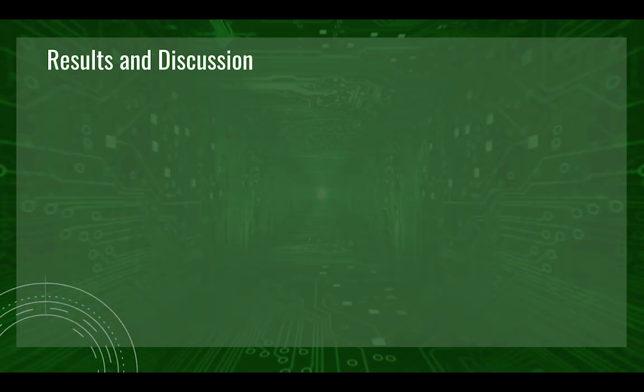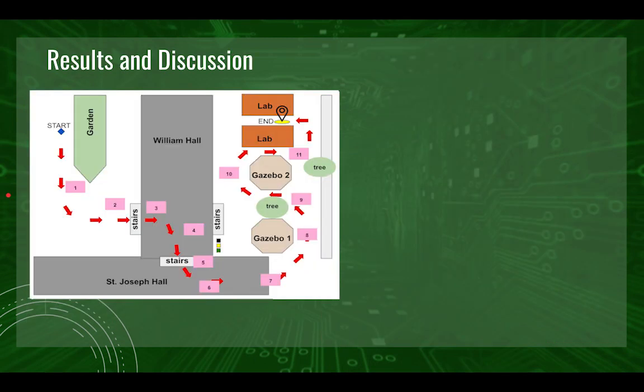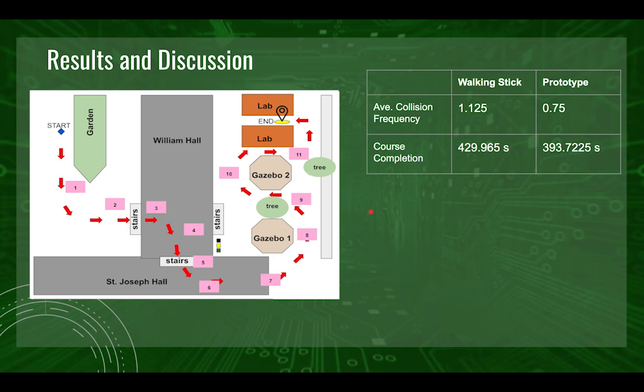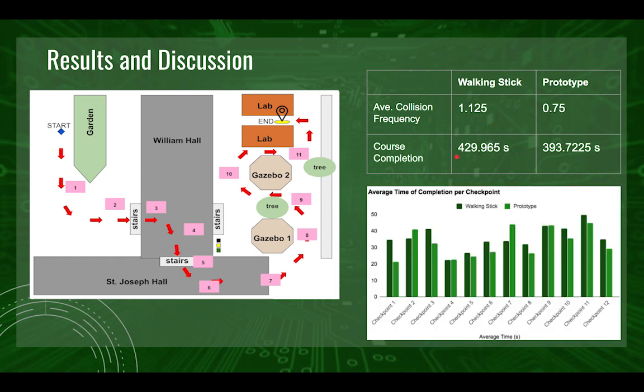Here is an image of the whole route. Present in this course are varying elevations, cement pavement with rough finishes, lampposts, plants, stairs, and hallways. From the table, prototype users had a lower collision frequency than walking stick users. This could mean that the prototype was more effective in detecting objects, especially those that are smaller and harder to sense, like small plant pots. Besides this, data shows that prototype users also have a faster course completion time by roughly 36 seconds.